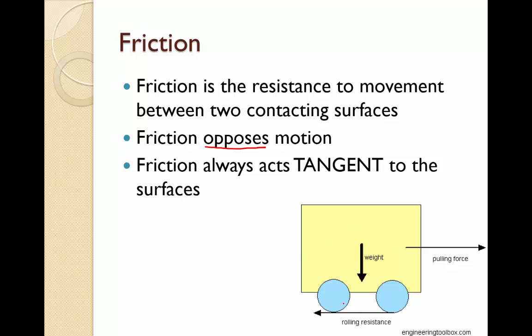So in this particular image, we have a cart being pulled one direction. Weight is pulling down. Friction will be working in the opposite direction that the cart is moving, and it will be operating tangent to the tires or wheels at the point of contact.